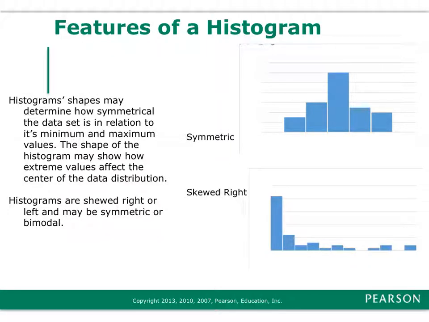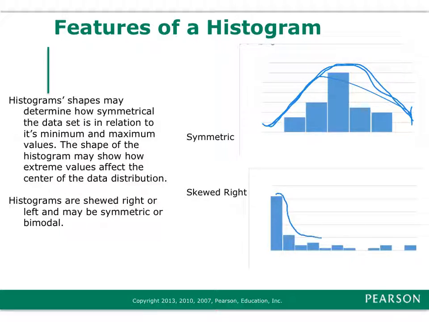So typically we're interested in the shape of the histogram. If we have a histogram that is symmetric, we see kind of what we call a bell-shaped curve, and in most cases that's a good thing because it means that our data set is approximately normal. There's also another way that symmetry can happen, if it's a uniform distribution, and we'll talk about that later on in class.